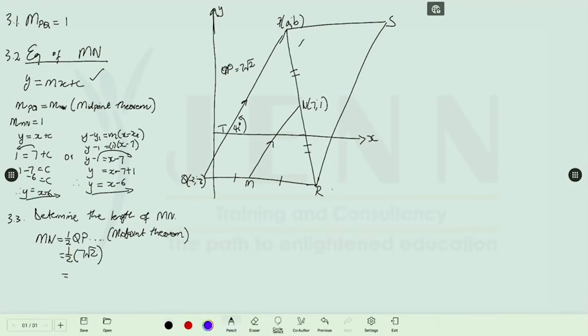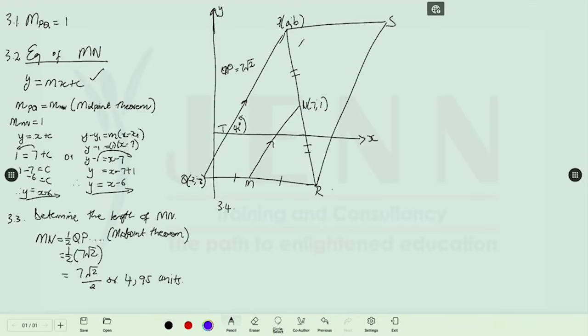Our answer will be 7 square root of 2 divided by 2, or because we are not told to leave the answer in surd form or as a decimal, our answer will also be 4,95 units. I hope we are all right. Then let us go to 3.4. Allow me to write it over here.